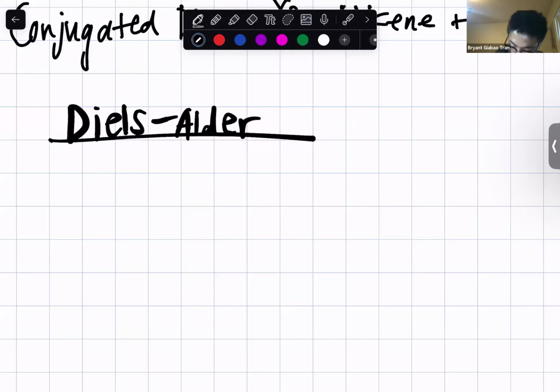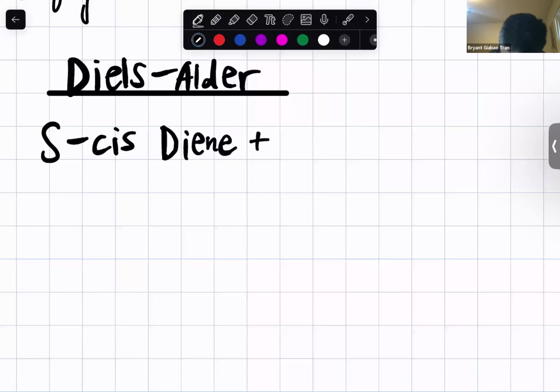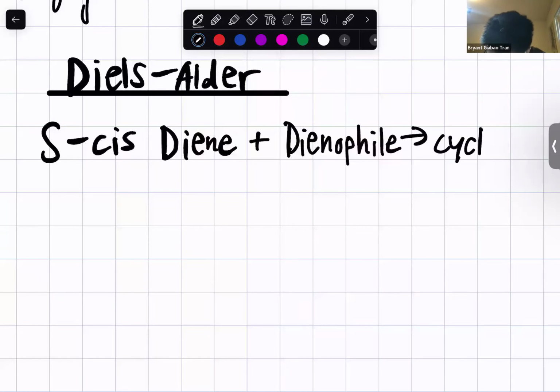And for this chapter, in my opinion, this reaction is the hardest out of the other reactions in this chapter, Diels-Alder. So your reactants are going to be an s-cis diene plus a dienophile. That's going to give you a cyclohexene. And I will show you that clearly here.